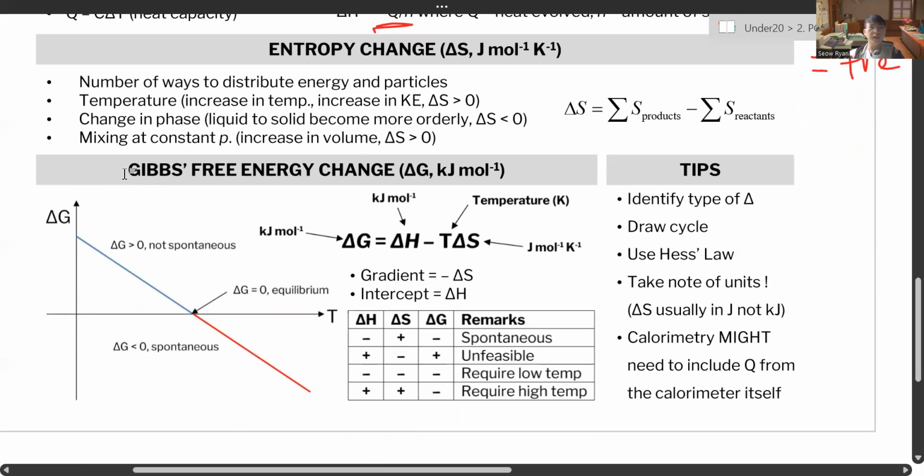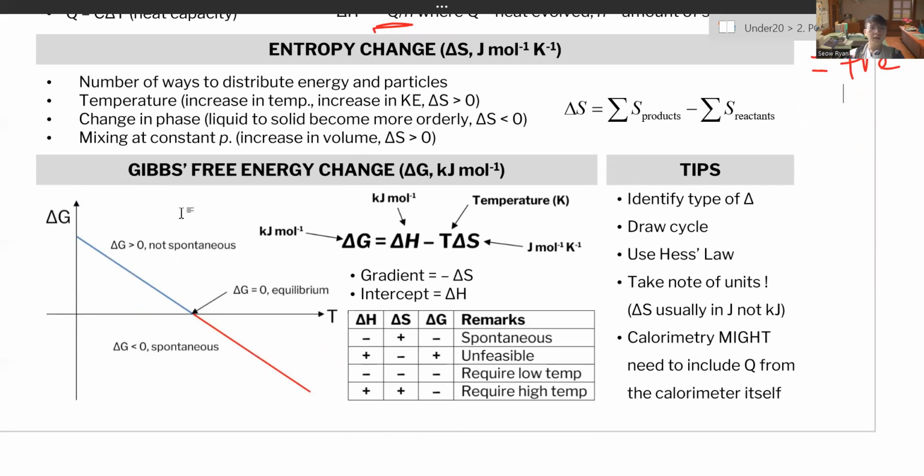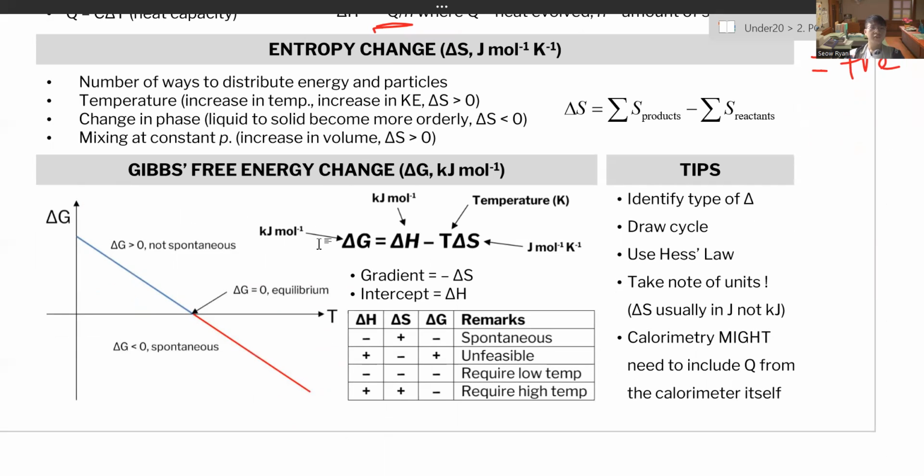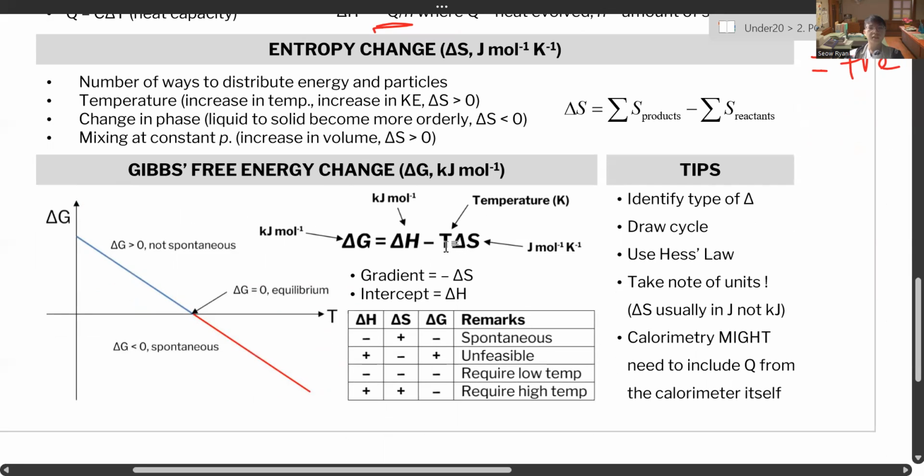Next is Gibbs free energy change, which is delta G, and has the common units kilojoules per mole. The most important formula is delta G equals delta H minus T delta S. How I remember this is "go home to study." I realize that not many people like to go home to study, so that's kind of a negative thing, right? So put a minus sign when you do study, right? To study negative, right?